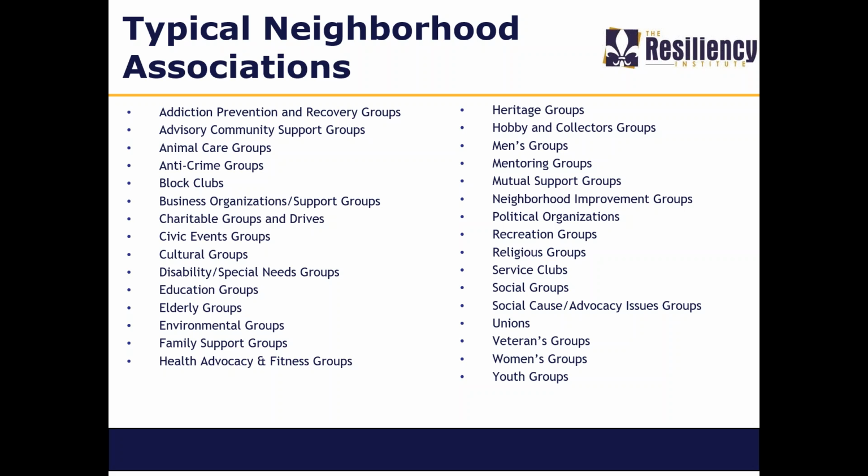Here are some examples. You could have some elderly groups. You could have social groups. You could have religious groups. You could have mentoring groups. You could have women's groups, men's groups, hobbies and collectors, heritage. If you look through this list, I'm sure you'll see different types of groups or associations or clubs within your community. These are people that are coming together.